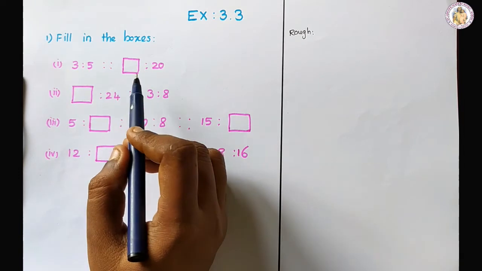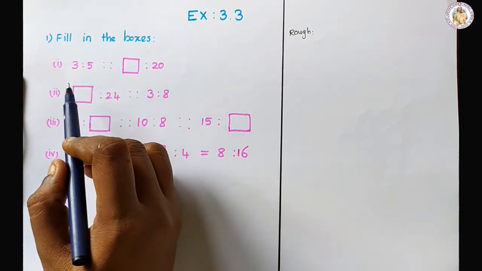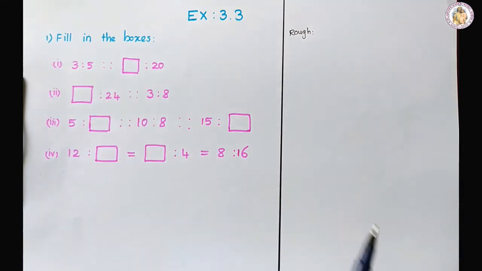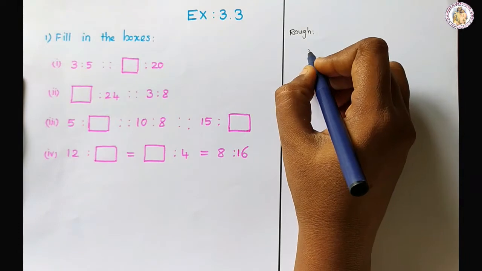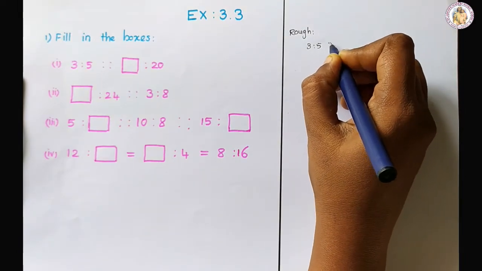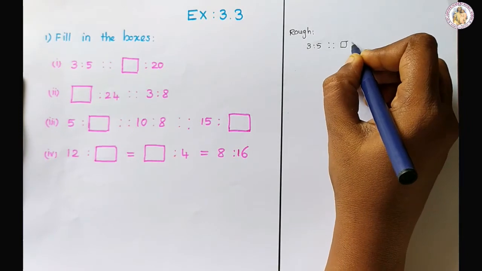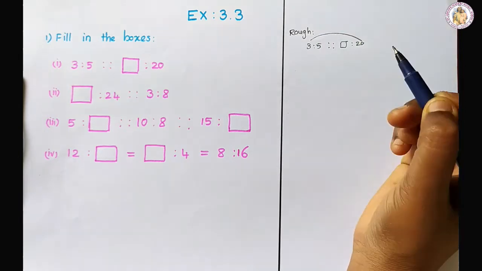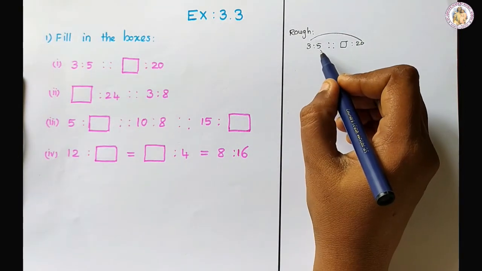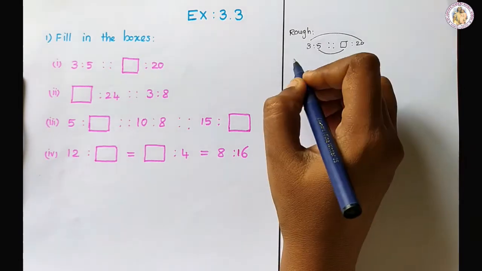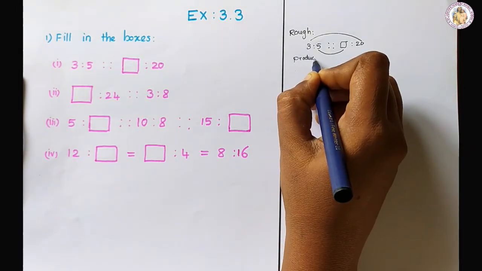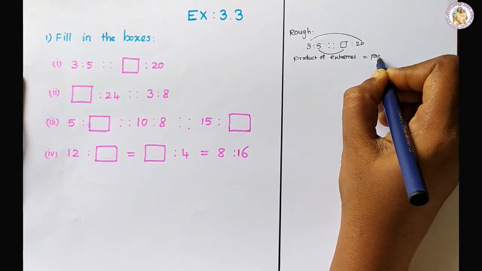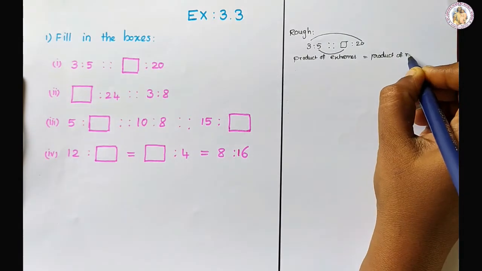3:5 as box is to 20. How will you read that? Listen. 3:5 as box is to 20. Here, in proportion, product of extremes equals product of means. Write down that product of extremes equals product of means.